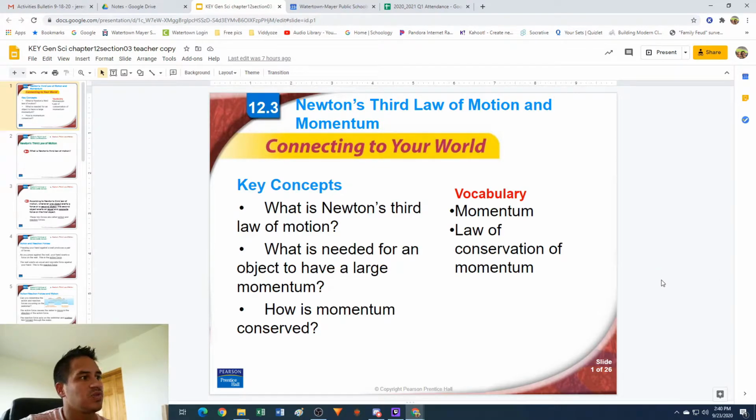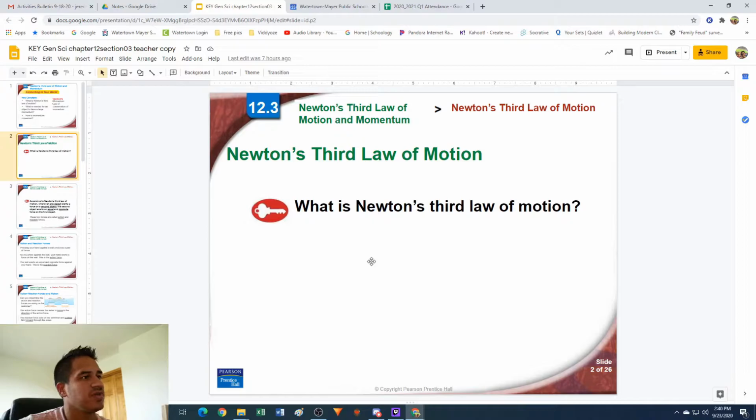So, this one, there's going to be some heavy stuff in here, okay? So, we're going to get started, and hopefully this makes sense. All right, so first up is Newton's third law of motion. What is Newton's third law?